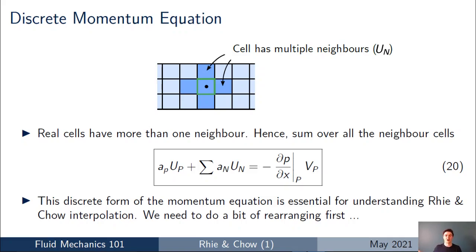And we may have other forces acting on the cell. They would also be on the right-hand side of that equation. And we often have a summation there on the left-hand side to indicate that we're summing over all of the neighbors, because in the diagram there you can see the cell we're considering in green. It has multiple neighbors, and each of those neighbors can contribute some momentum into our cell through convection and diffusion.